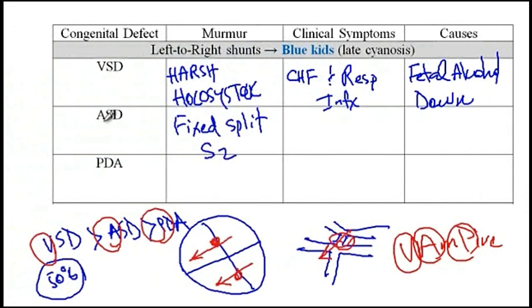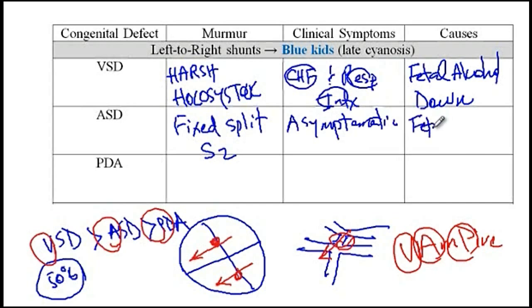So with atrial septal defect, we have a fixed split S2, and these patients are usually asymptomatic. But depending on the size of the defect, they may develop congestive heart failure and respiratory infection. And similar to VSD, ASD is associated with fetal alcohol syndrome as well as Down syndrome.